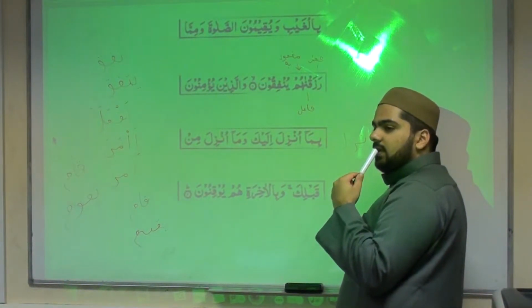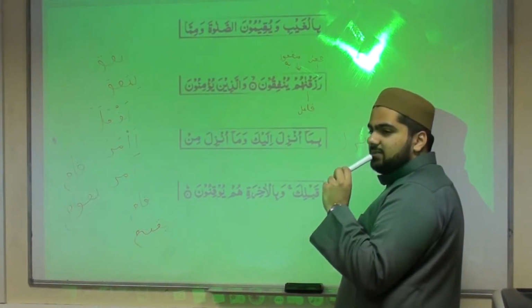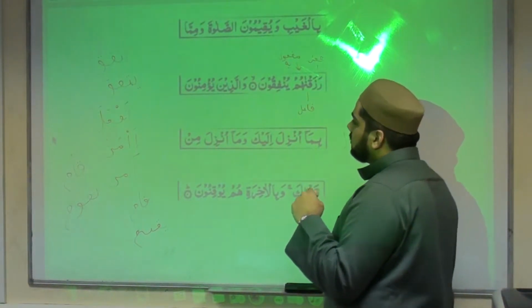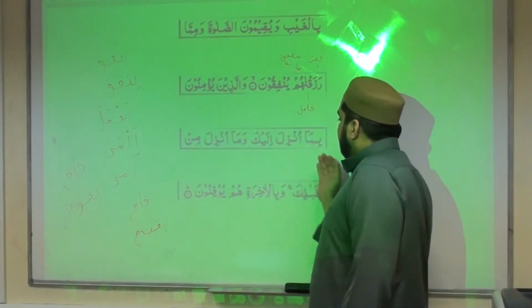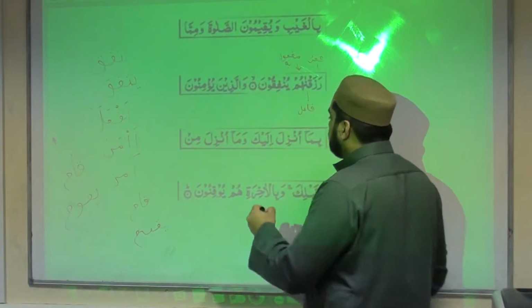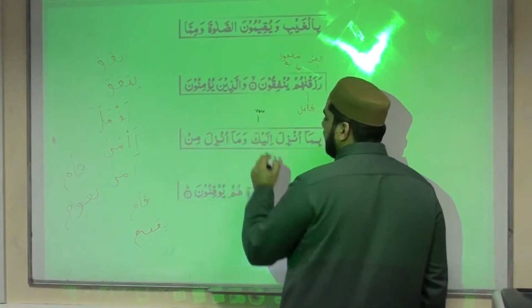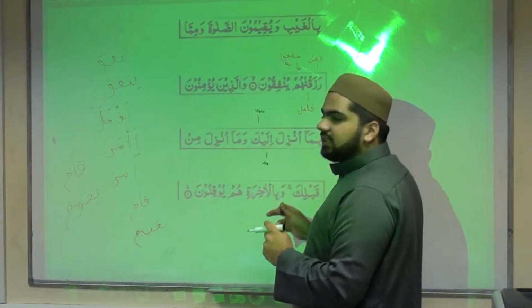Why is in negation also? Yeah, but that's different from something else. It's negation in past tense verbs. So, there are those who believe in what was revealed. Ilayka, to you. Jar majroor. Muta'alliq to unzil.